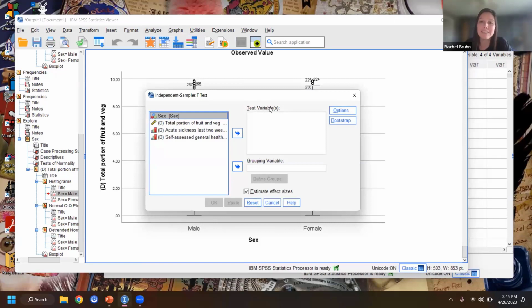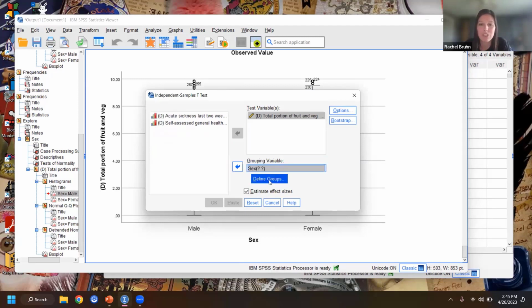Our test variable is asking for our dependent variable. You have to love SPSS and its lack of consistency. So here for our test variables, this is going to be our dependent variable. And then our grouping variable is our gender.